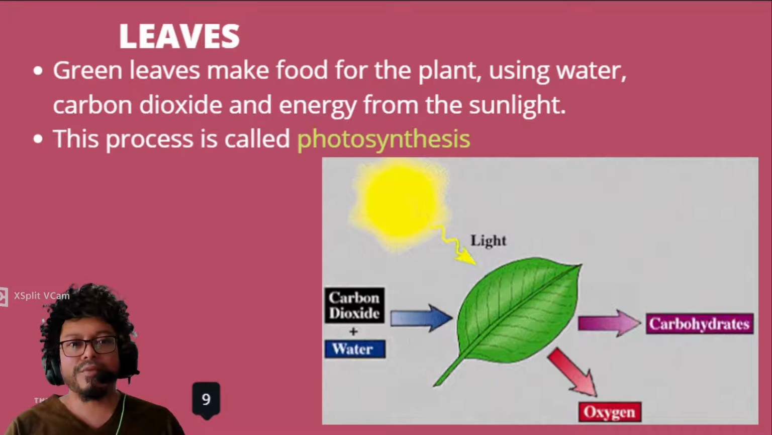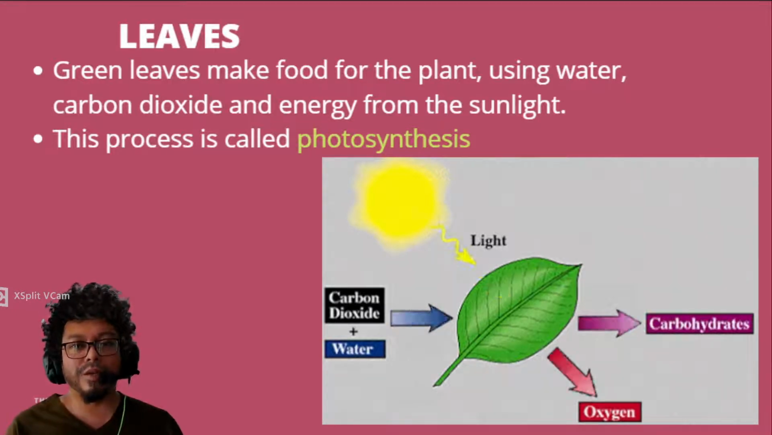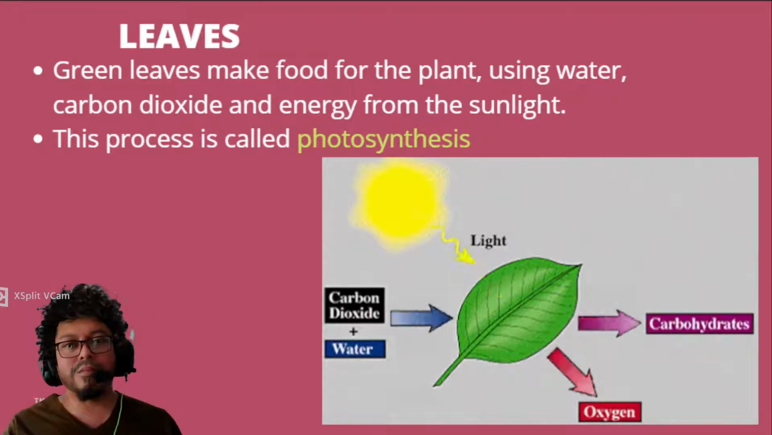Green leaves make food for the plant using water, carbon dioxide, and energy from the sun. So carbon dioxide is a type of gas, sejenis gas, and this gas is all over us. When we breathe in oxygen, we breathe out carbon dioxide. So the same thing with all the living things in the world. Most living things breathe in oxygen and breathe out carbon dioxide. So carbon dioxide, water, carbon dioxide, and energy from the sun.